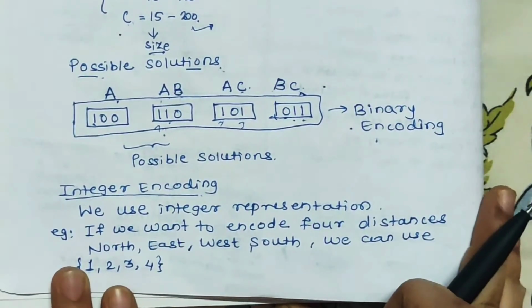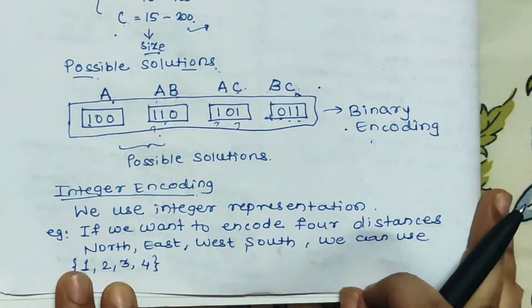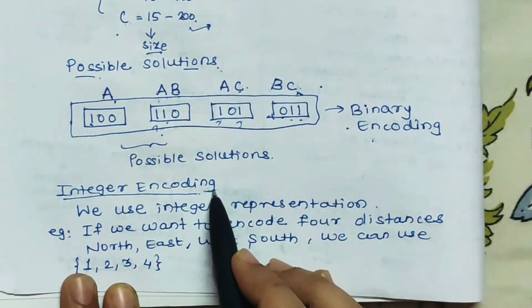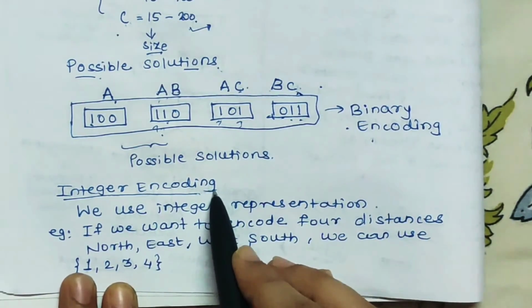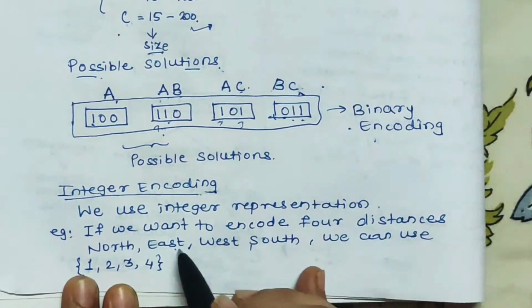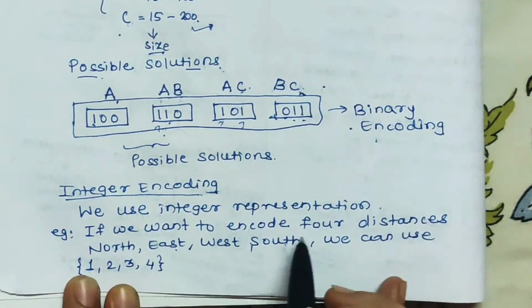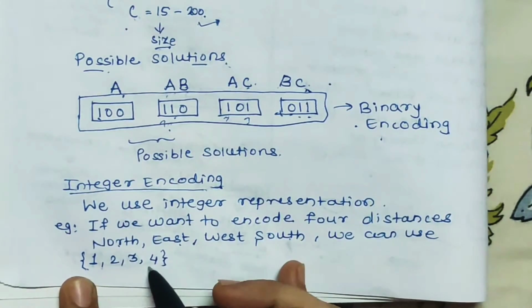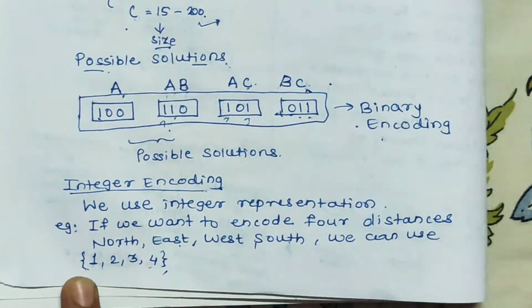Again, one more type is integer encoding. In integer encoding, we directly use integer values to represent the data. For example, suppose we have to represent four directions: east, west, north and south. We can directly use the numbers 1, 2, 3 and 4.